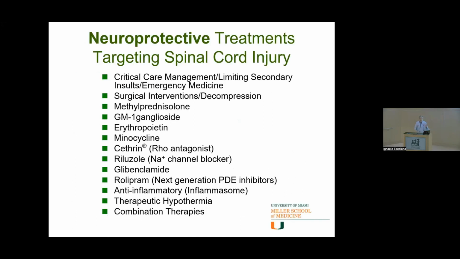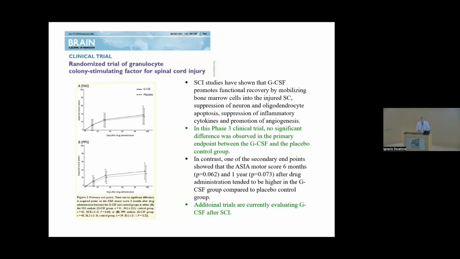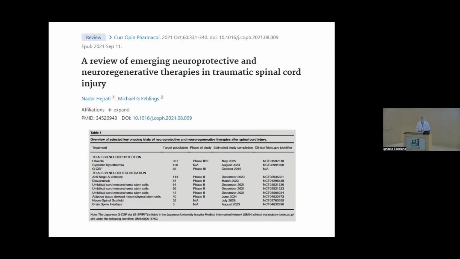Okay, now that I've gotten out of the surgical realm, we'll go into the neuroprotective treatments. There's a whole list of drugs that have been used internationally, and so far, none have really made the grade in terms of being protective in big multi-center trials. This is a review, again, by Michael Fehlings and colleagues. The three drugs that they actually talked about in this review for neuroprotection are riluzole, systemic hypothermia, and G-CSF. So I thought I would just briefly talk about that.